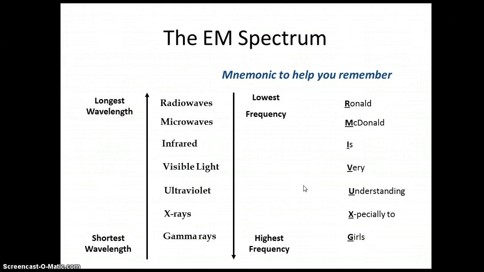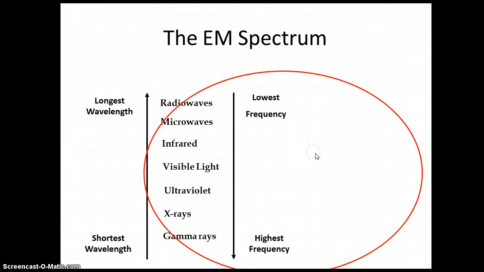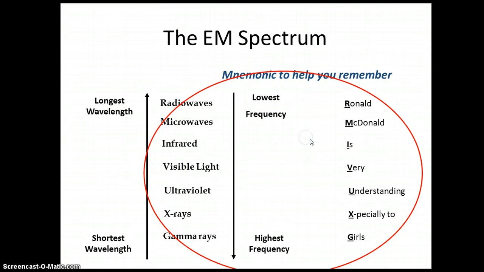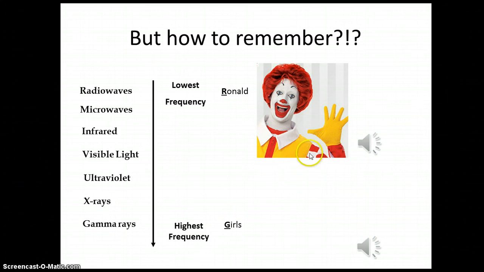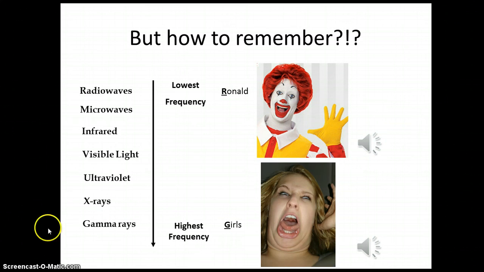Ronald McDonald is very understanding, especially to girls. R stands for radio wave, M stands for microwave, I, very, U, especially to girls. But still, how to remember whether radio wave has the lowest frequency or the highest frequency? How do we know that? Let's focus on the frequency part. The wavelength will come naturally after this. Radio wave, gamma ray. Ronald, girls. G for girls, R for Ronald. Which one is a guy? Ronald, right? The girl is gamma ray.